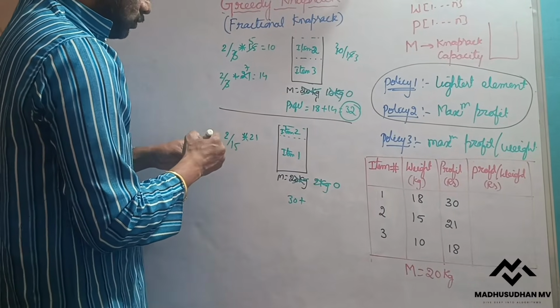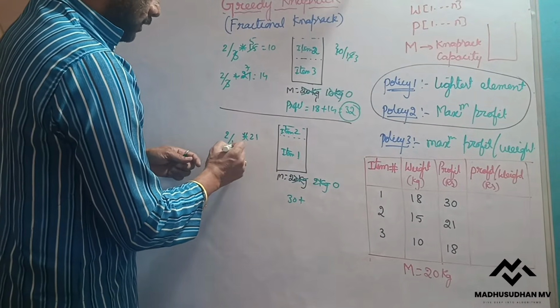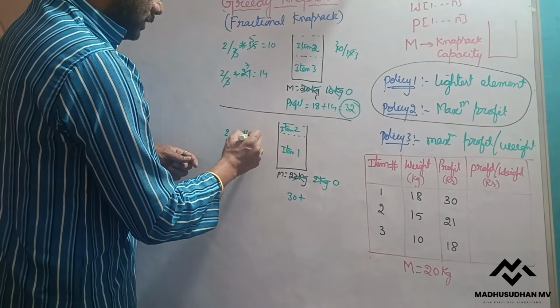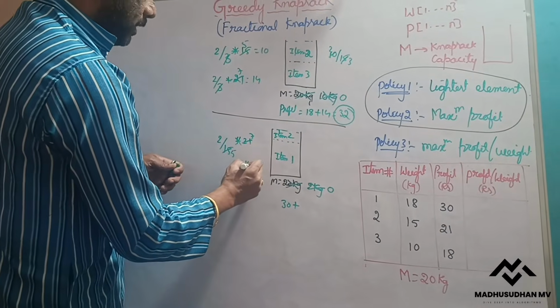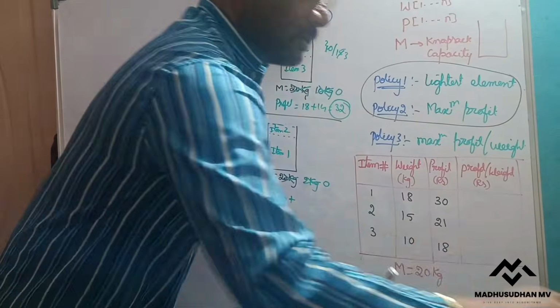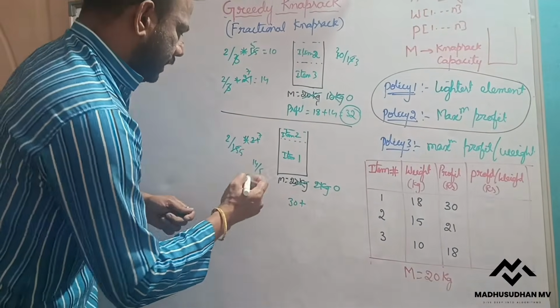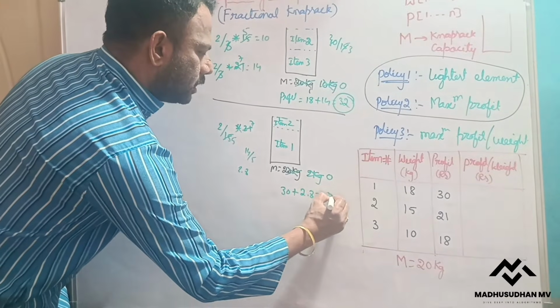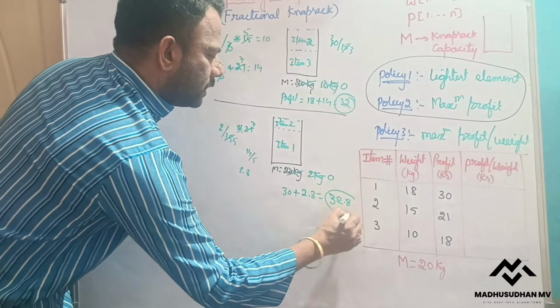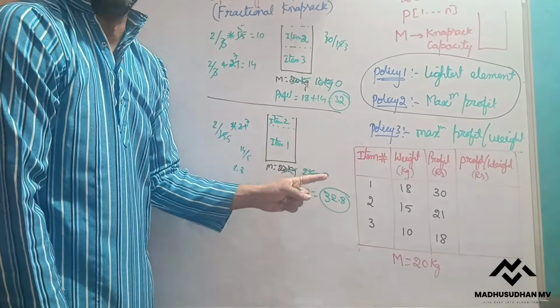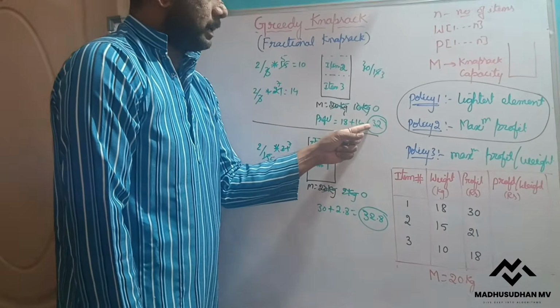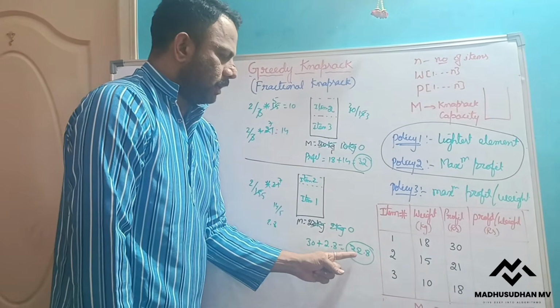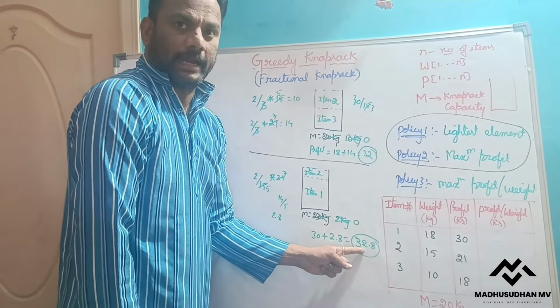Now 2 by 15 of 21. This is equal to 14 divided by 5. How much will I get? I think 2.8. So 30 plus 2.8 is 32.8 rupees. This is greater than 32. See, if you apply policy 1, you get profit 32. If you apply policy 2, you get 32.8.